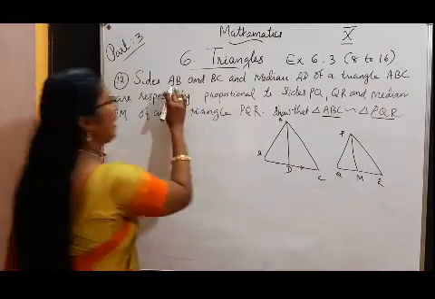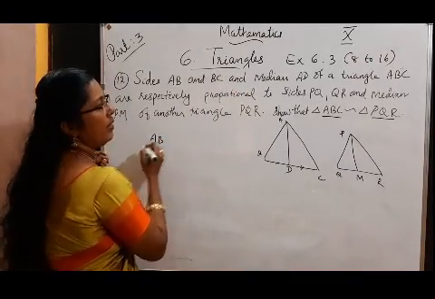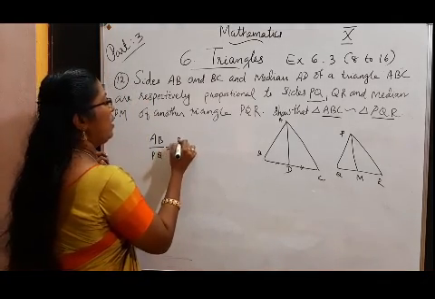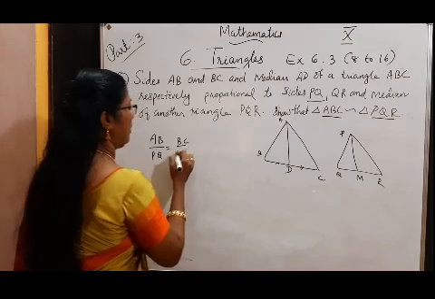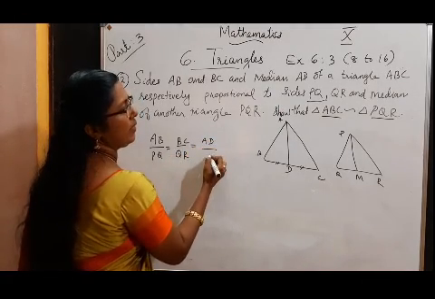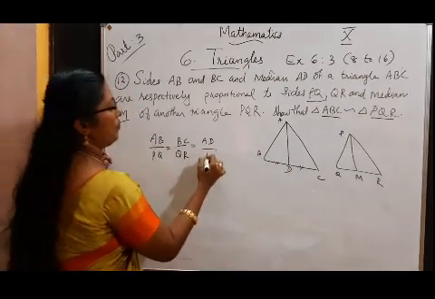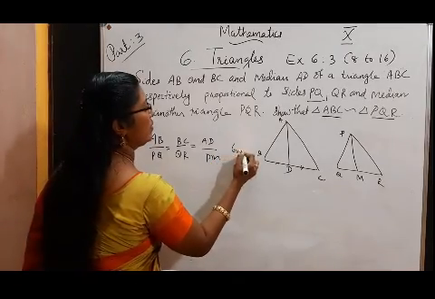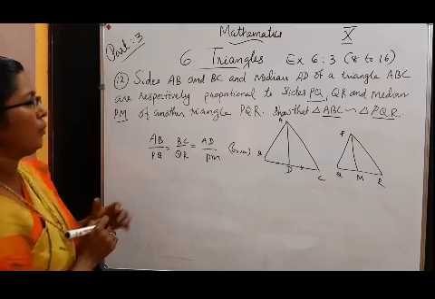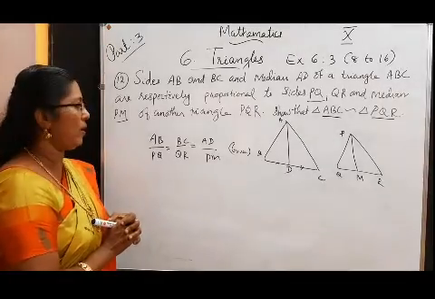The sides are AB, BC and AD. AB by PQ equals BC by QR equals AD by PM. That is given, the sides are proportional. We want to prove triangle ABC is similar to triangle PQR.